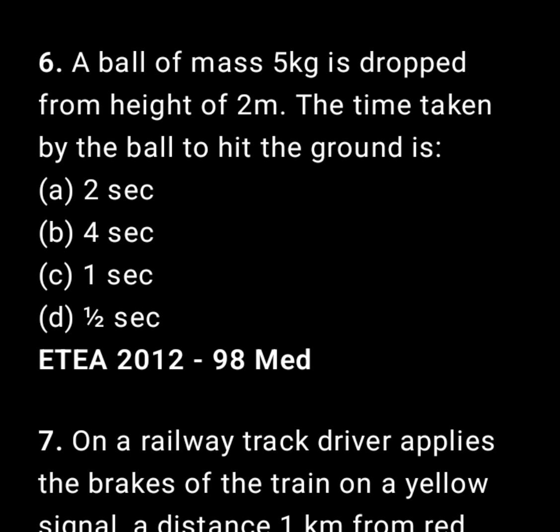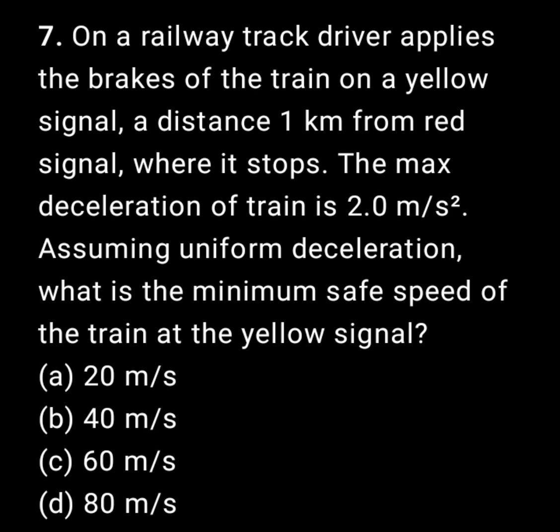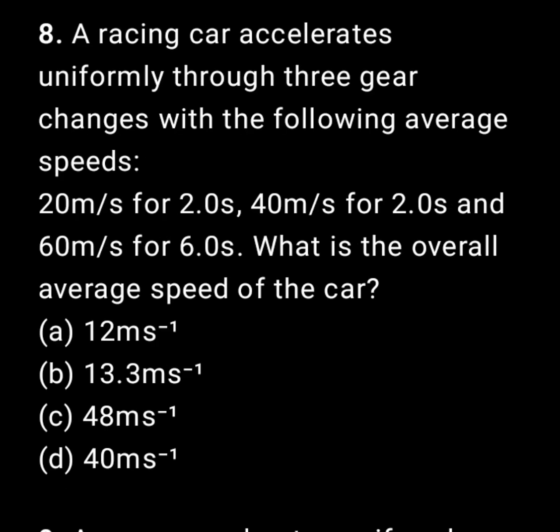7. On a railway track, the driver applies the brakes of the train on a yellow signal, a distance 1 kilometer from the red signal, where it stops. The max deceleration of the train is 2.0 meters per square second. Assuming uniform deceleration, what is the minimum safe speed of the train at the yellow signal? A. 20 meters per second, B. 40 meters per second, C. 60 meters per second, D. 80 meters per second, ETA 2012-65.